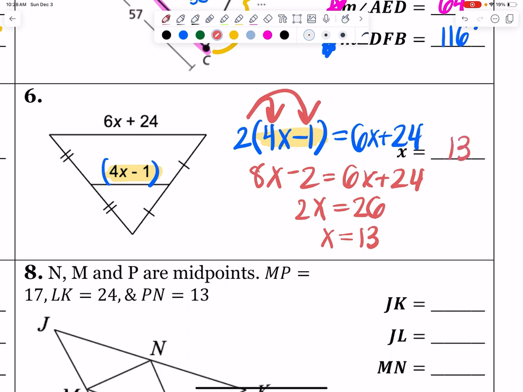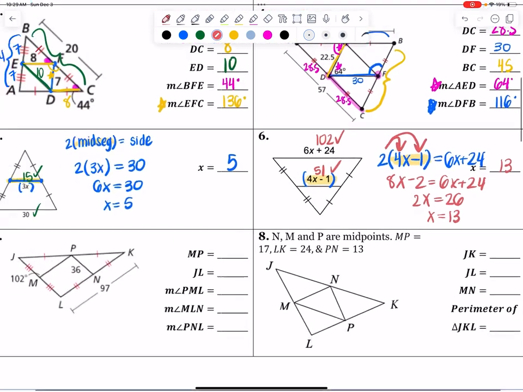But again, check yourself before you wreck yourself. Go through and plug that in and make sure that you actually get what you expected. So this would give me a side length of 51 when I plug in x equals 13. And then 6 times 13, and then you do plus 24 is 102. And so that does check out. 51 is half of 102, and 102 is double 51.